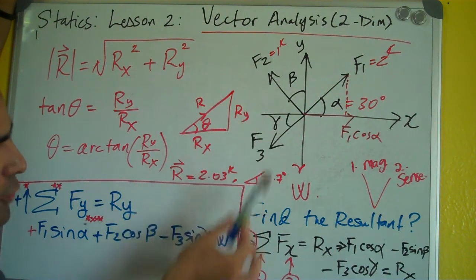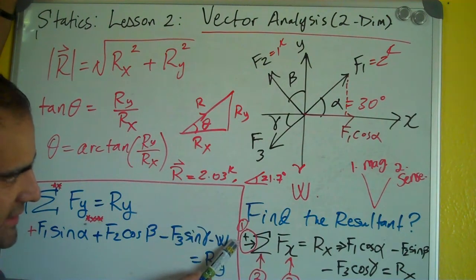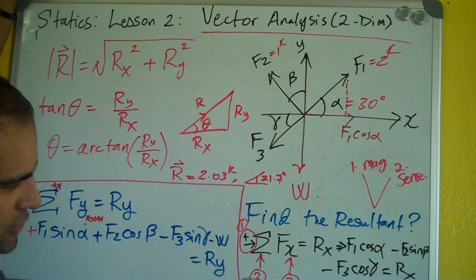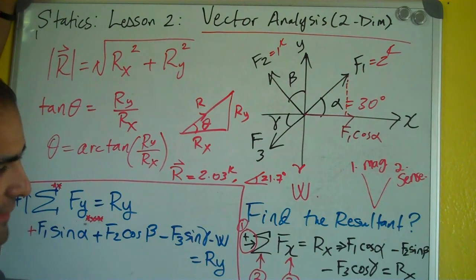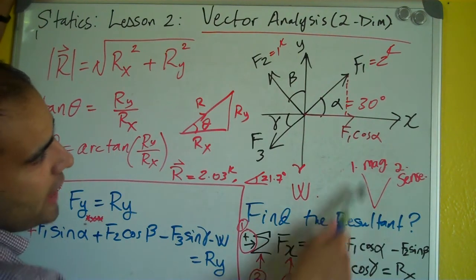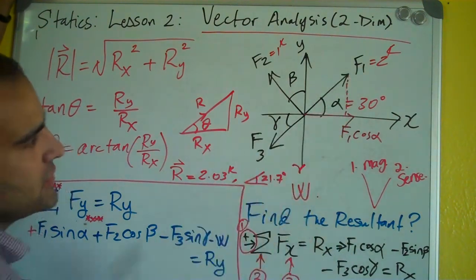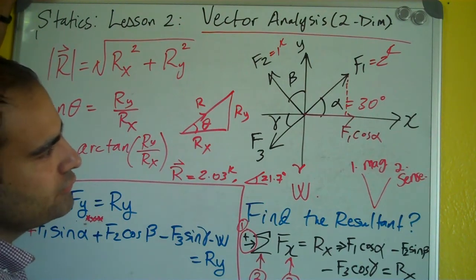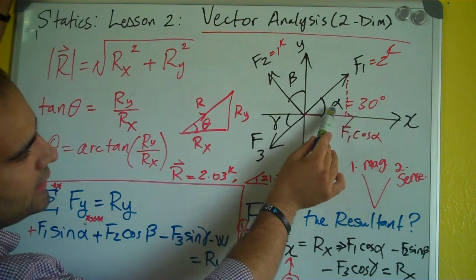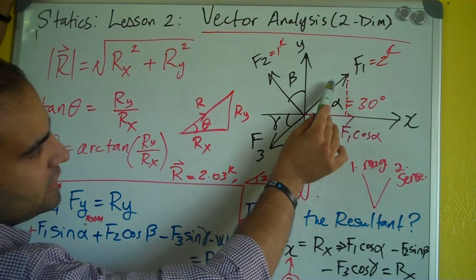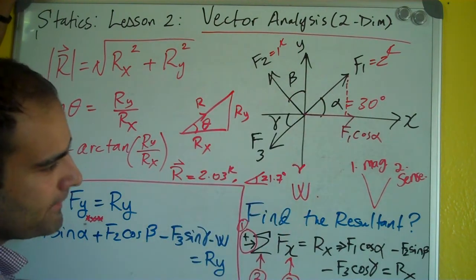Sum of the forces in the X, positive to the right. Don't forget the summation notation. Don't forget to put the subscript for X because you're doing the X component. F1 cosine, if you do this kind of trigonometry analysis, where cosine is adjacent over hypotenuse, right?